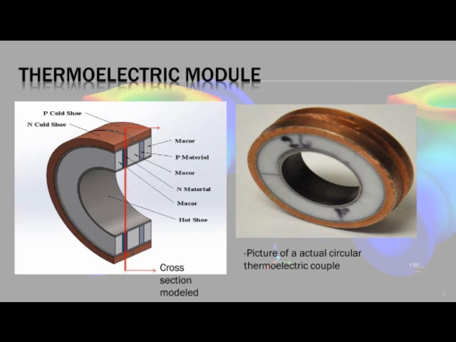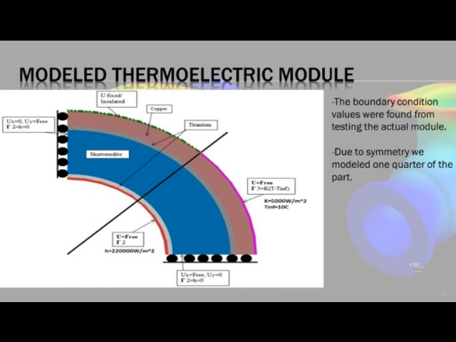module. On the left, the cross-section view shows that every couple has an N and P leg, and that for our analysis we will be modeling the cross-section of one skutterudite leg. The thermoelectric material consists of 4 different layers. Proceeding from the inside to the outside, it consists of titanium, skutterudite, titanium, and copper. Due to symmetry, we can model only a quarter of the part.